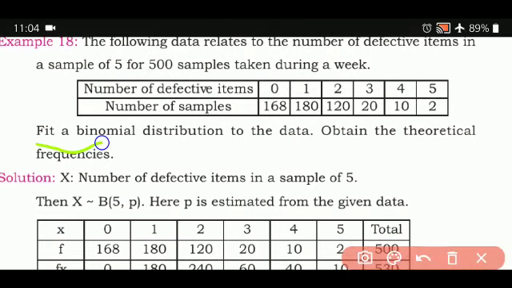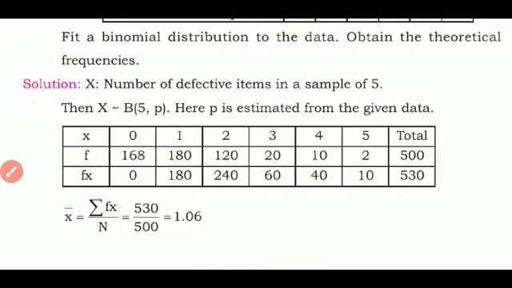When the words fit a binomial distribution come, this data is known as observed frequency. It is a simple observed frequency. This is the value of x and this is the value of f. To this simple observed frequency distribution we have to fit a binomial distribution, which means we have to follow the rules of binomial. We have to write the probability mass function, and we have to apply the recurrence relation. All these things we have to find for this simple data and check how we derive the theoretical frequencies.